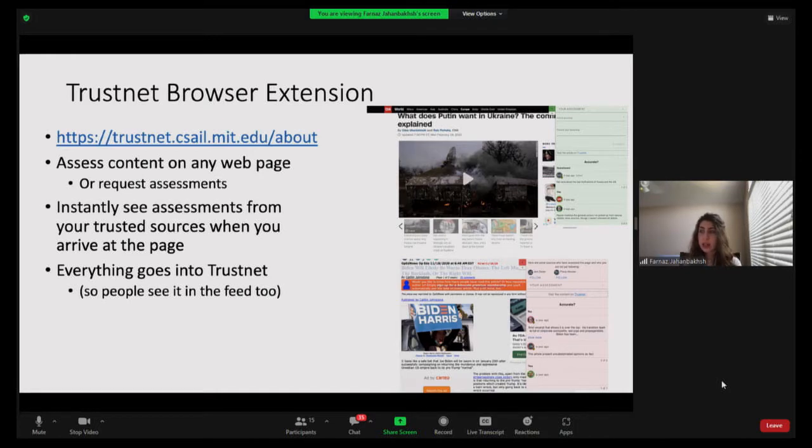And vice versa, all the assessments made on a trusted platform for a particular web page or content are also viewable if users visit that content outside the platform.